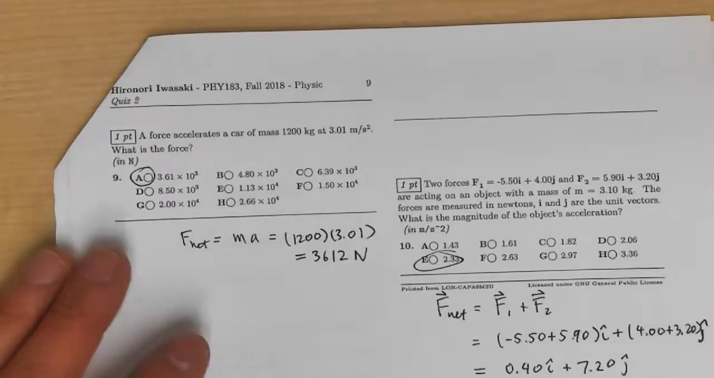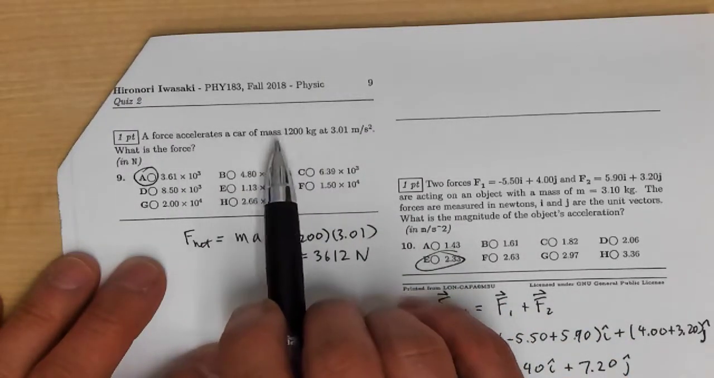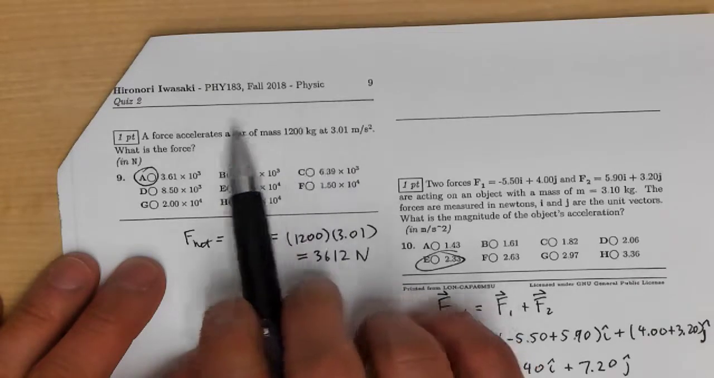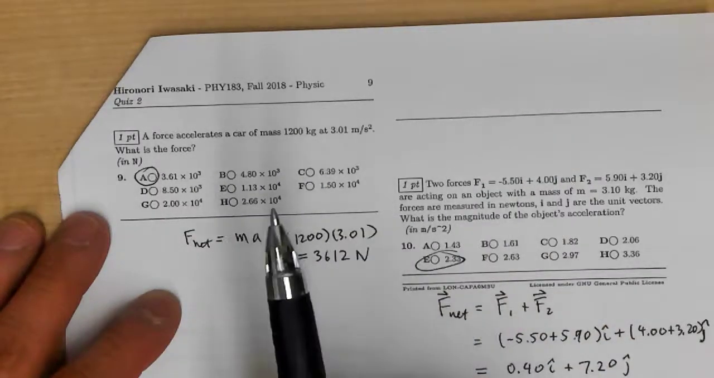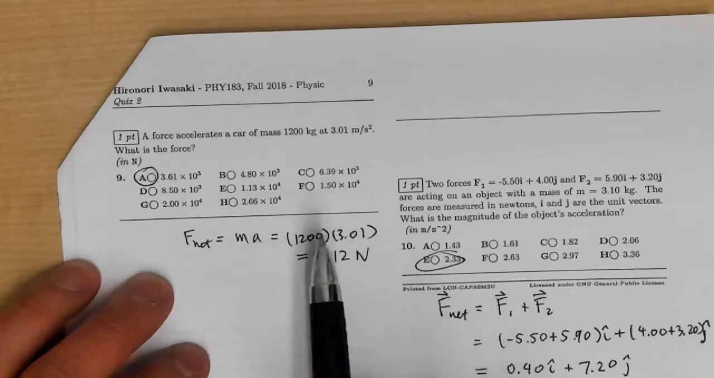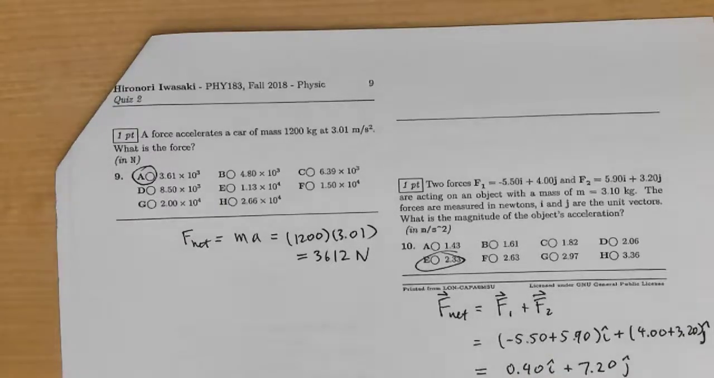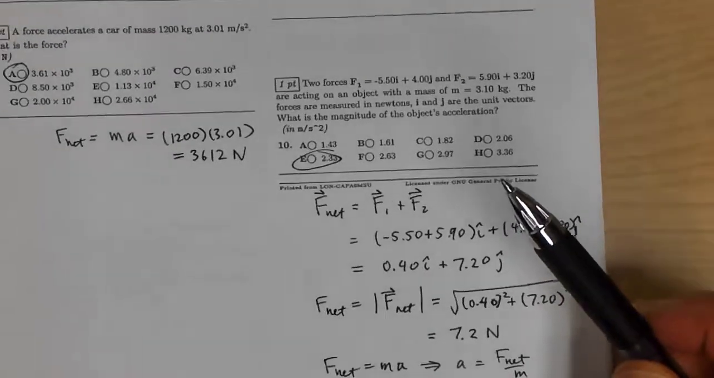Okay, let's go on. Number 9, a force accelerates a car with mass 1,200 kilograms at 3.01 meters per second squared. What is the force? Okay, F net is equal to ma. M is 1,200, A is 3.01. Multiply them together, you get 3,612. Next problem, number 10, last one.